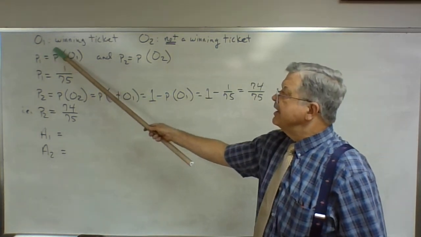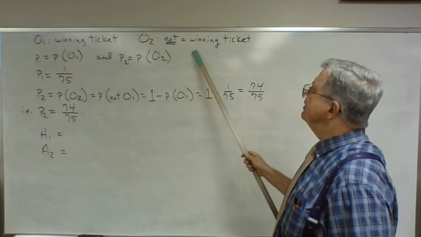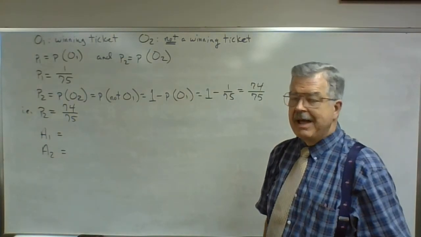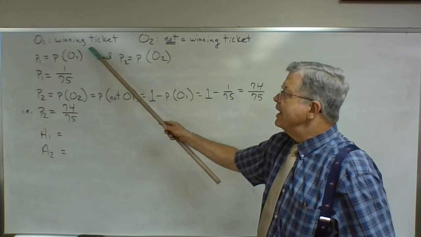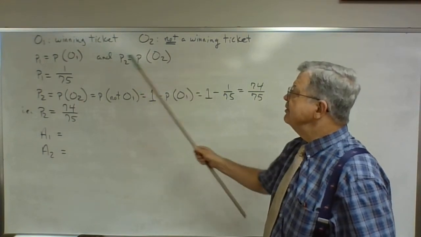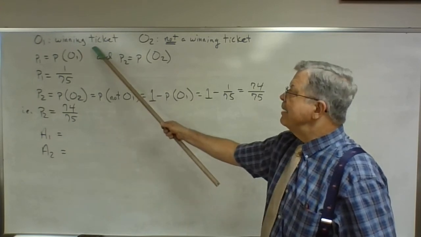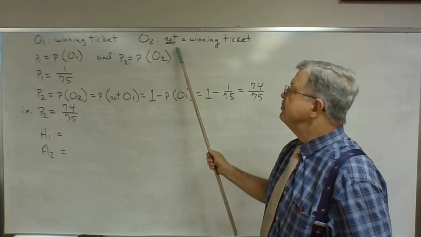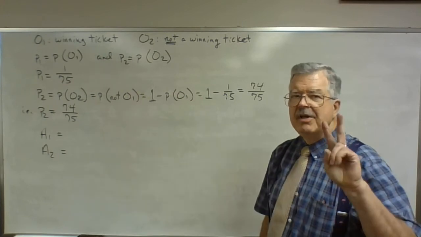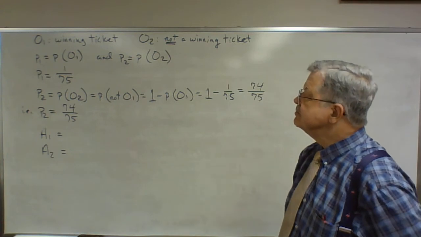Let's summarize this. O1 is the outcome of getting a winning ticket. O2 is the outcome of not getting a winning ticket. Those are the only 2 things that can happen. So if O1 happens, O2 can't happen. If O2 happens, O1 can't happen. If O1 doesn't happen, O2 has to happen. If O2 doesn't happen, O1 has to happen. Those are the only 2 possibilities, and exactly 1 of them has to happen.